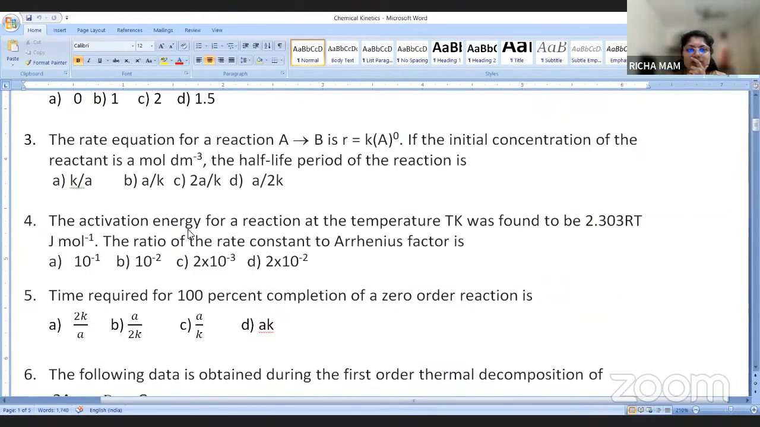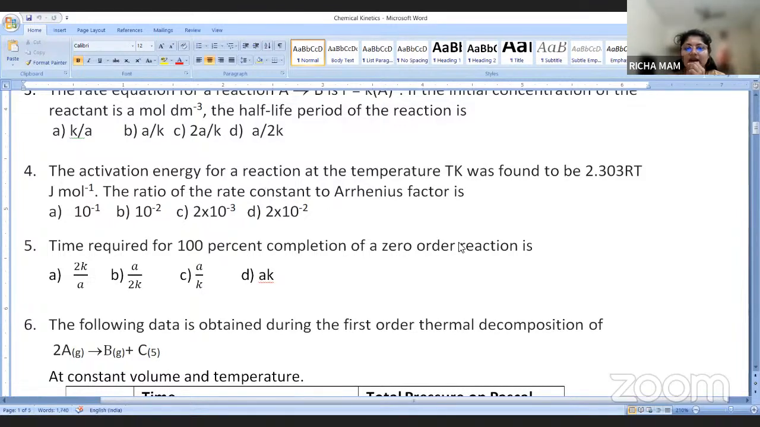The activation energy for a reaction at the temperature T Kelvin was found to be 2.303 RT joule per mole. The ratio of the rate constant to Arrhenius factor is: 10 raised to minus 1, 10 raised to minus 2, 2 into 10 raised to minus 3, and 2 into 10 raised to minus 2. So the activation energy for a reaction at the temperature T Kelvin was found to be 2.303 RT joule per mole. So you have to find the ratio of rate constant to Arrhenius factor.